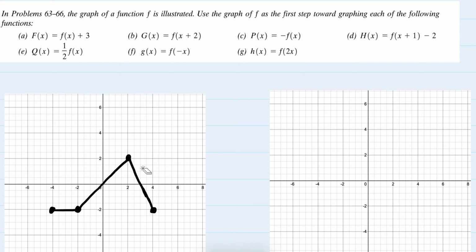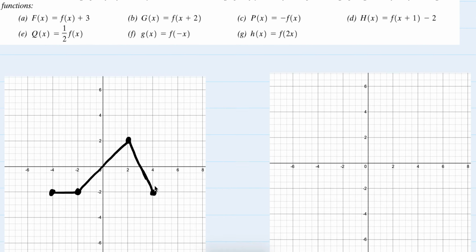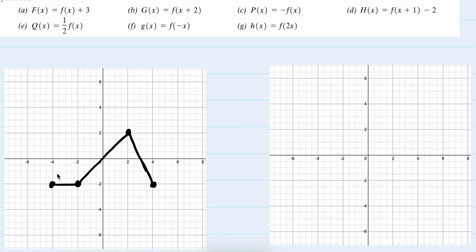I'm just going to give you something very strange looking. Here's a function. Again, it's a function because it passes the vertical line test. And I am giving you 4 points on this graph for sure. This point is (-4, -2). This point is (-2, -2). This point is (4, -2). And this point is (2, 2).